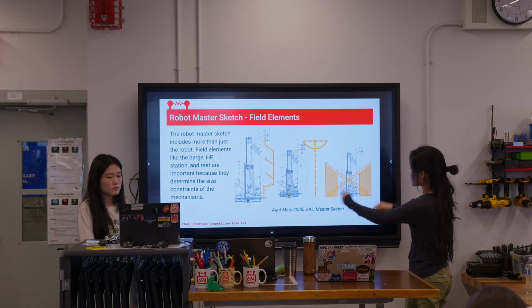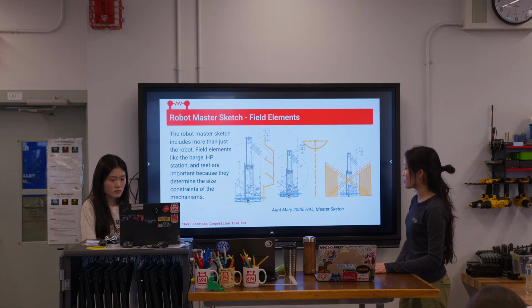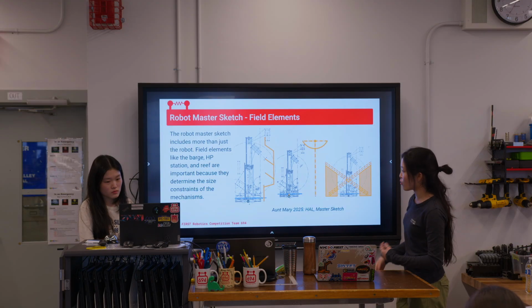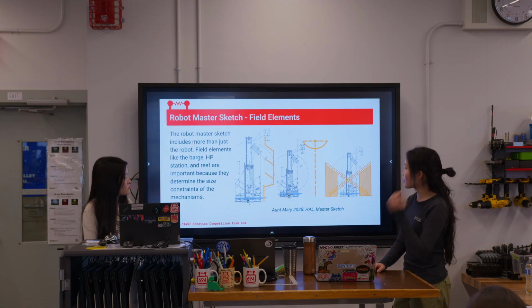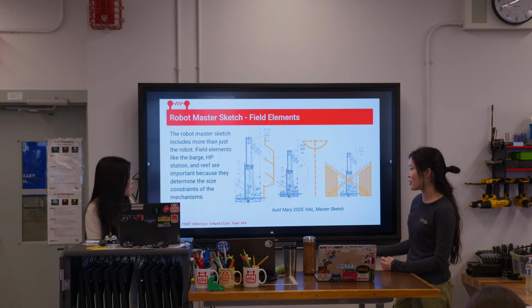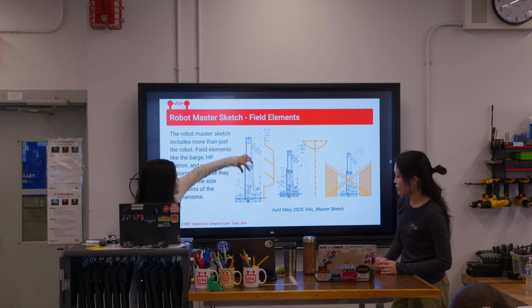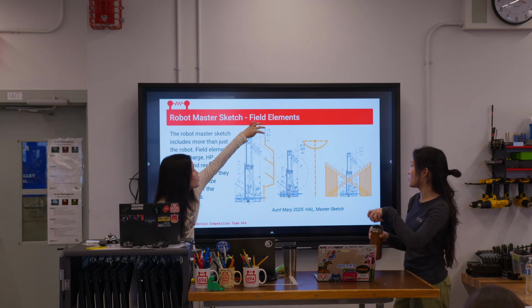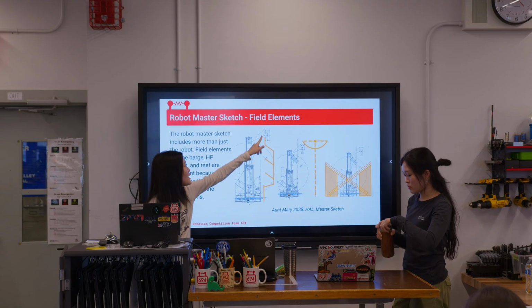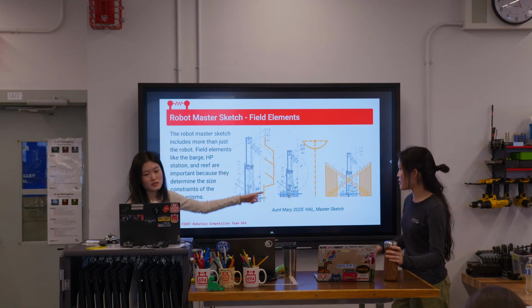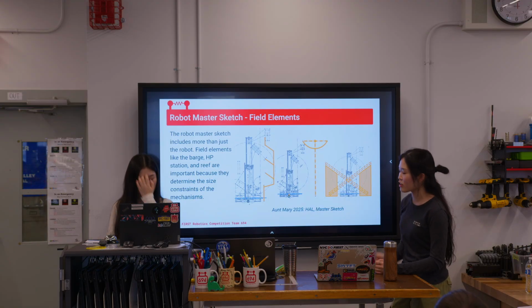And here on both sides, you can see the HP station, to show the angle the coral will be dropped at, so we know how high the funnel needs to be, or what angle the funnel needs to be. So the robot master sketch not only includes the robot itself, but also the field elements. If you notice, the elevator is here, and this is where the coral will be on the end effector, so you know approximately what angle your arm has to be to score on each of these levels, and to make sure that all levels are possible with the constraints you have.